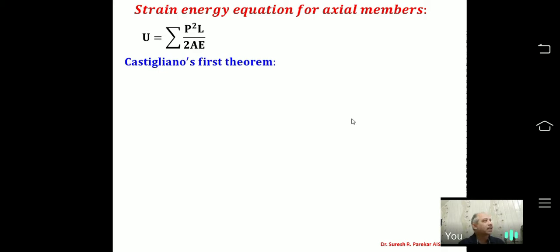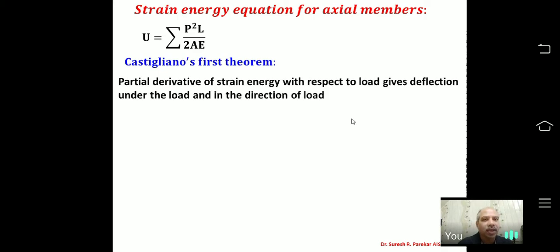Now we have Castigliano's first theorem, and that theorem says the partial derivative of strain energy with respect to load gives deflection under the load and in the direction of the applied load. That we are going to apply a dummy load over there, and if the deflection is plus, then that is in the direction of the dummy load, and if minus value, then that is in the opposite direction of the dummy load.